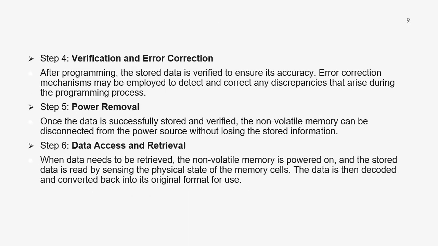Moving to the next process, that is verification and error correction. After the programming, the stored data is verified to ensure its accuracy. Error correction mechanisms may be employed to detect and correct any discrepancies that arise during the programming process. Sometimes the data can have errors, or the data can be lost.